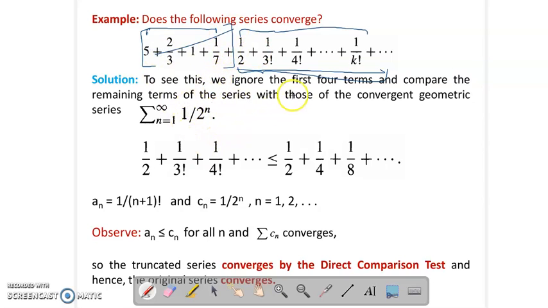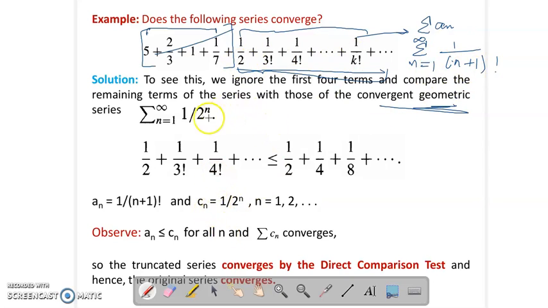Okay, to see this, we ignore the first four terms and compare the remaining terms of the series with those of a convergent geometric series. Now, what is the nth term? If you are considering this as your series, summation an, then this series is summation n going from, suppose, 1 to infinity, of 1 upon (n plus 1) factorial. When n is 1, this is 1 by 2 factorial. When n is 2, 1 by 3 factorial, and likewise.